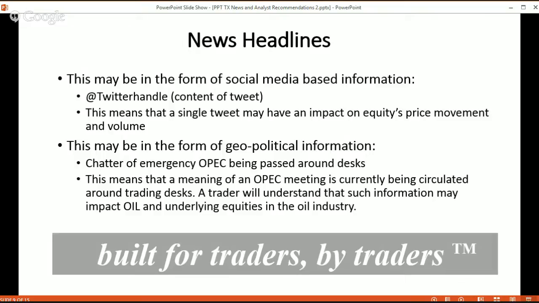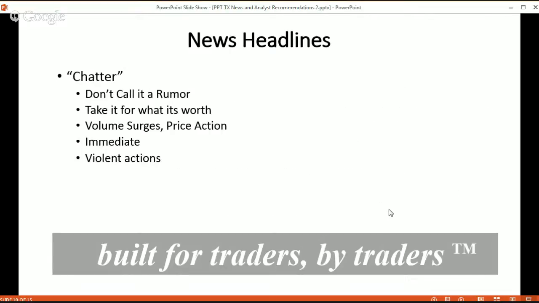You'll also see, in terms of news, geopolitical and economic news in the forum and the Squawk. And this may be perhaps chatter of OPEC meetings, just as an example. This means that an OPEC meeting is currently being circulated around trading desks. A trader will understand that such information may impact oil and underlying equities in the oil industry. So that's something to keep an eye on, and futures traders and day traders really keep an eye on that type of information.